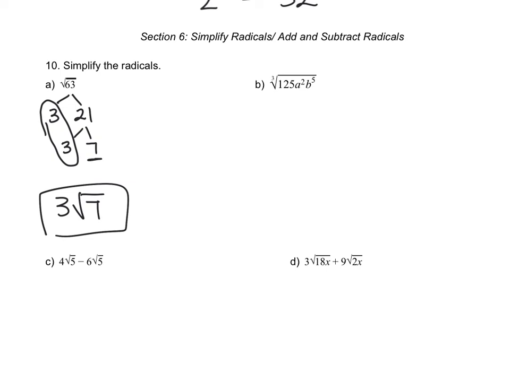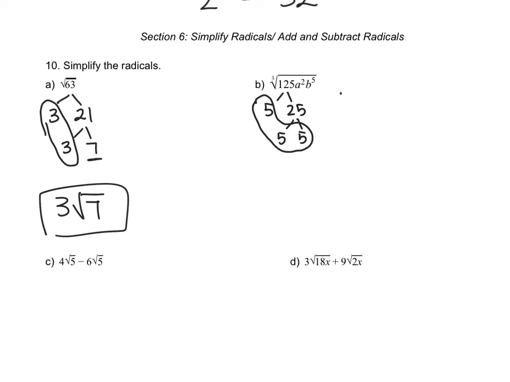B, we have the cube root of 125 a squared b to the 5th. So we're going to break down 125. It's 5 and 25, and 25 is 5 and 5. So because it's a cube root, we have to have 3 of something, and I have exactly 3 5s.